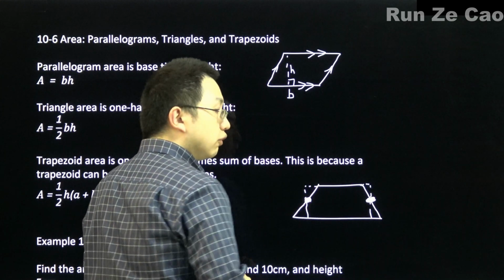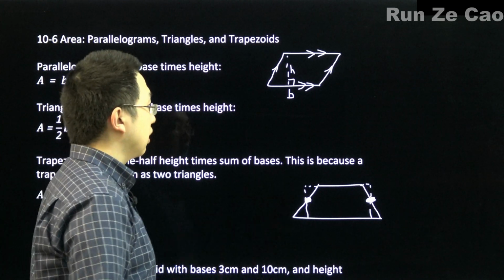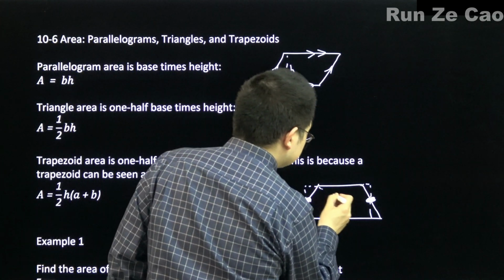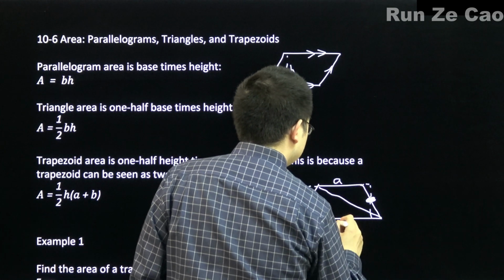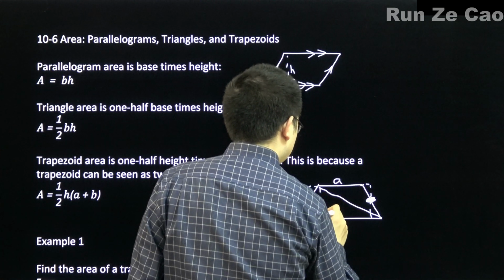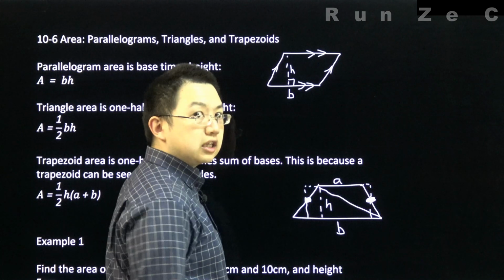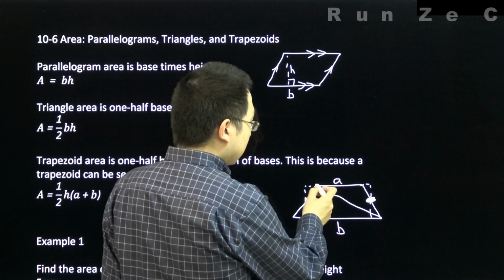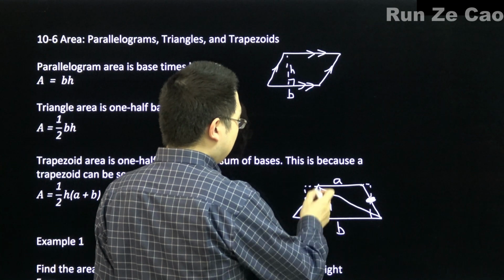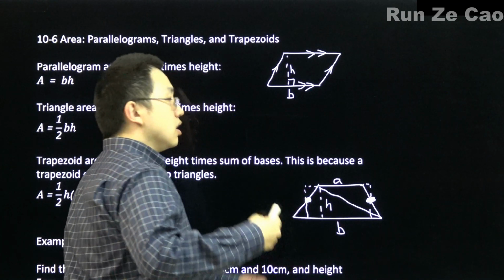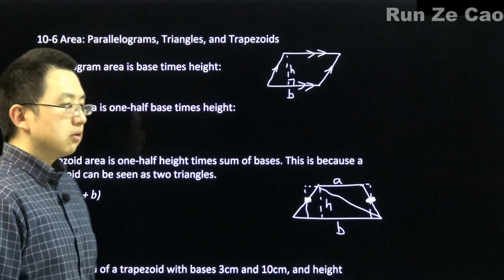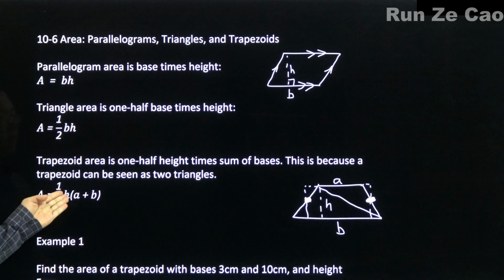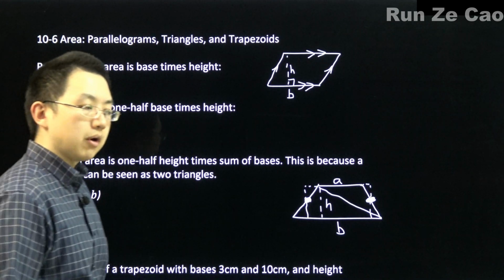So there are two proofs here. You can do this, or you can just go A, B, H. Height is the same. Height times A times 1/2 is this triangle. Height times B times 1/2 is this triangle. Result, 1/2 height times (A plus B).